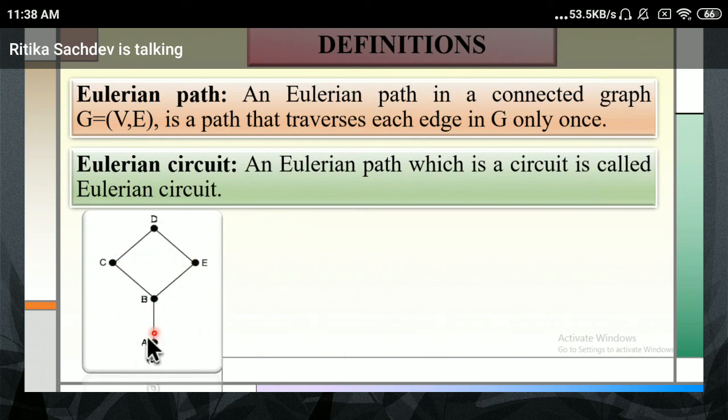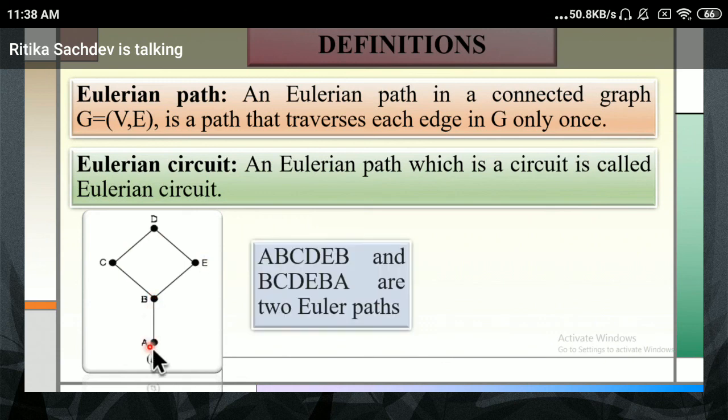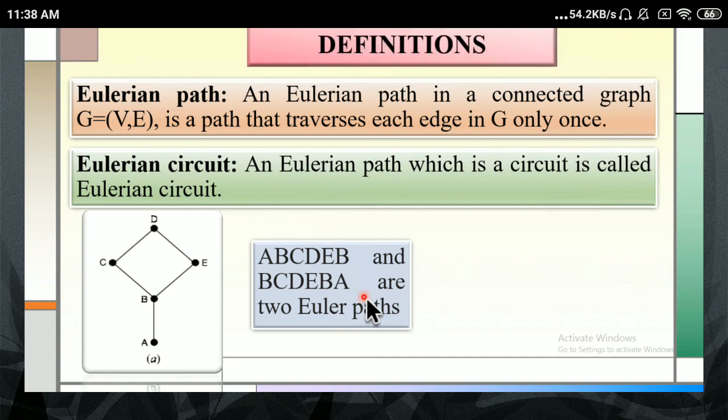once. There is one more path in this. B to C, C to D, D to E, E to B, and B to A. So please note this: A, B, C, D, E, B, or B, C, D, E, B, A. These are both Eulerian paths. Is it fine?